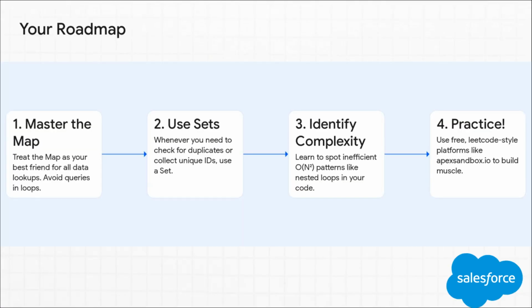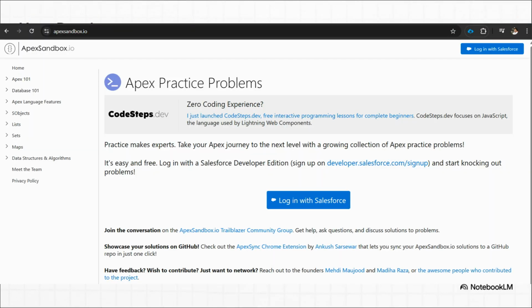First, master the map. Make it your go-to, your best friend for any kind of lookup. See a loop? Think map. Second, use sets for uniqueness. Stop looping through lists just to see if something's already in there. Third, train your brain to spot those inefficient patterns. The second you see a loop inside another loop, a little red flag should go up. And finally, number 4, you gotta practice. Get your reps in. There are awesome free platforms out there like apexsandbox.io that have these kinds of challenges built specifically for Apex.